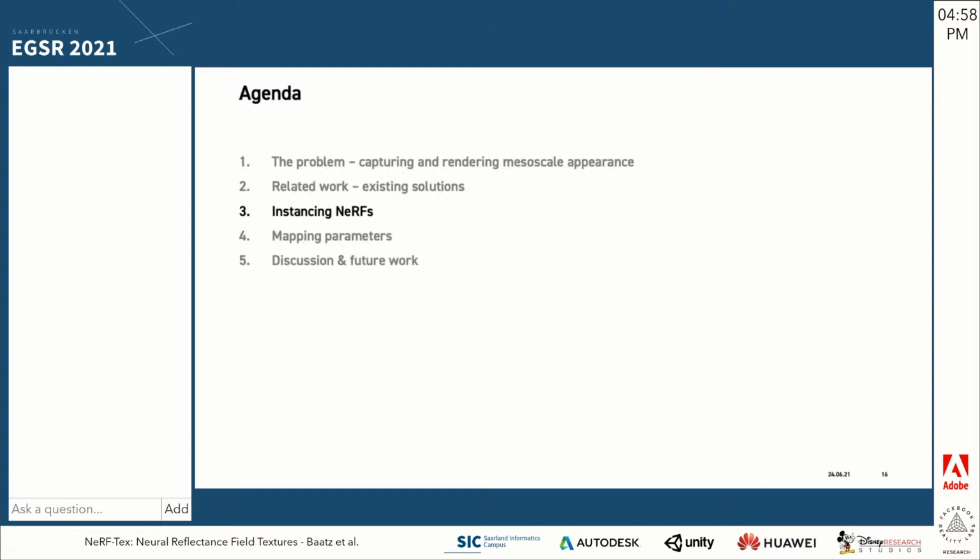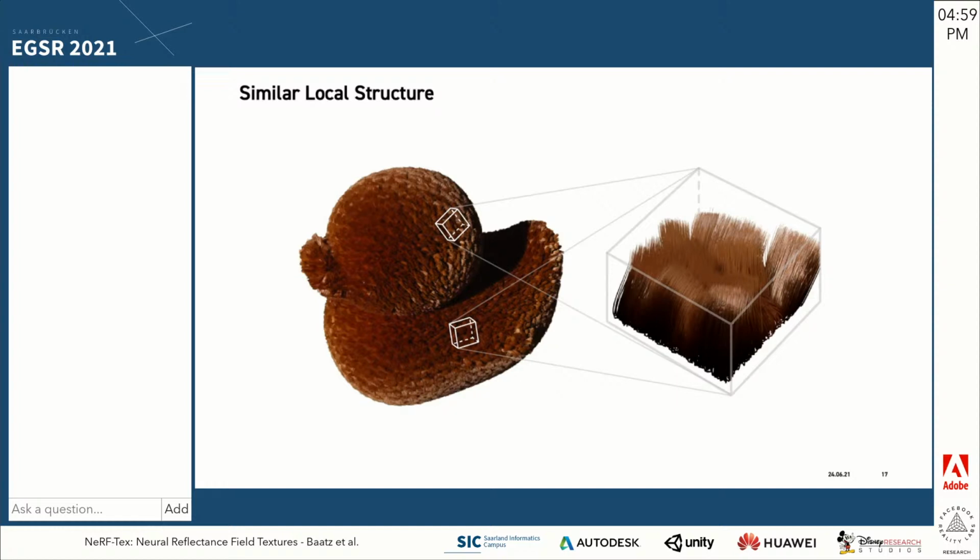Having now presented the problem this work tries to tackle and the approaches we are building upon, we'll now look at how we can overcome the shortcomings of neural radiance fields by instancing them on a surface similar to traditional representations we've introduced before. We'll take a look at a selection of examples on the way and discuss them in the end. Since mesoscale appearance deals with highly repetitive structure, we do not need to represent an entire scene with a neural radiance field, but can instead focus on a small patch only.